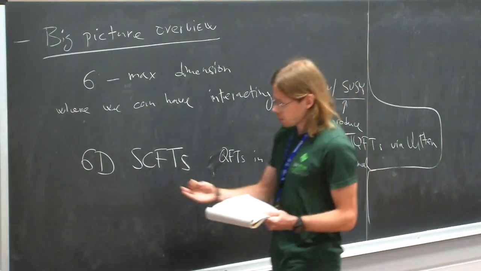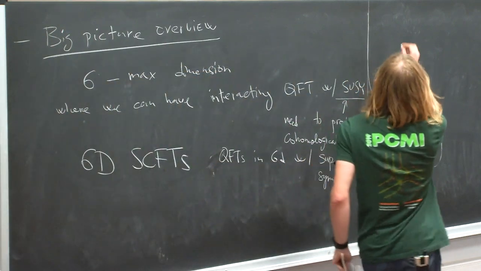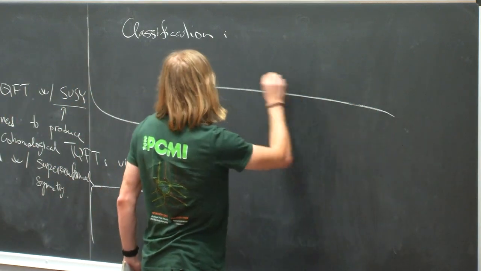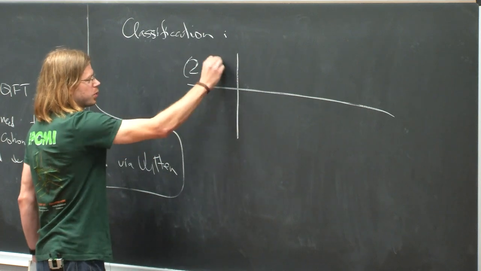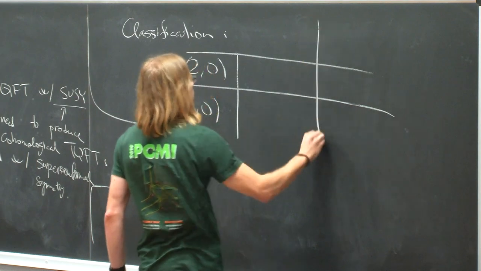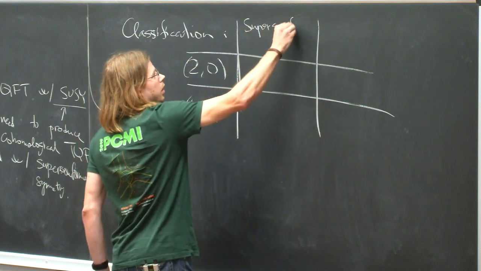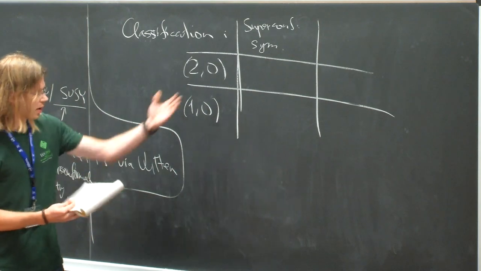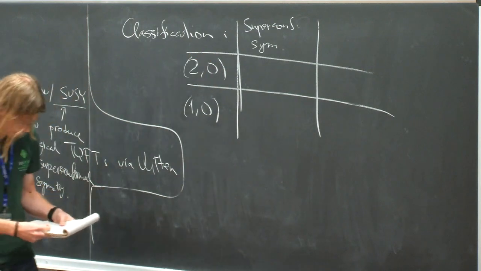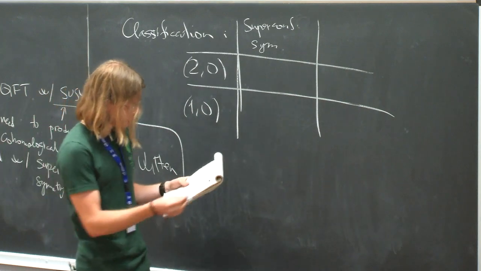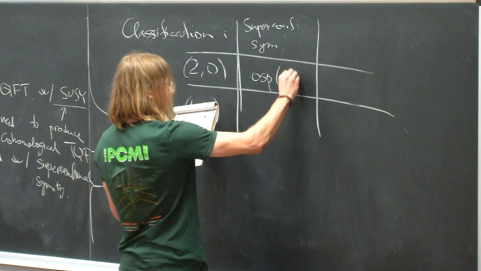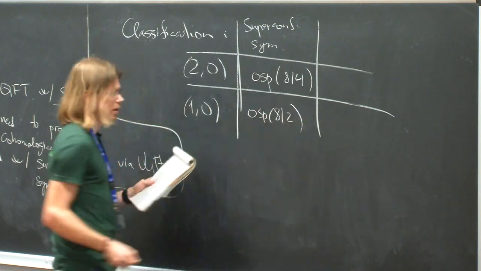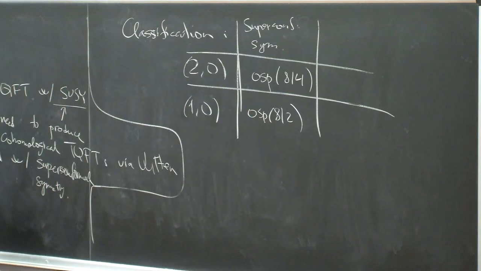And there is a proposed classification of such theories. First of all, they are usually divided into two types, which are called (2,0) and (1,0). The corresponding algebra of superconformal symmetry with respect to which those field theories are invariant follows standard supergroup notation: OSP(8|4) and OSP(8|2). The exact meaning of this is not going to be important for us.